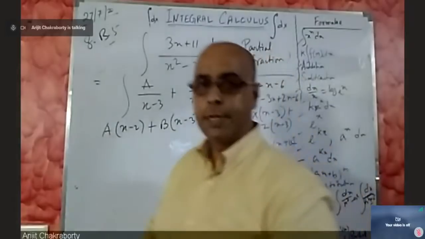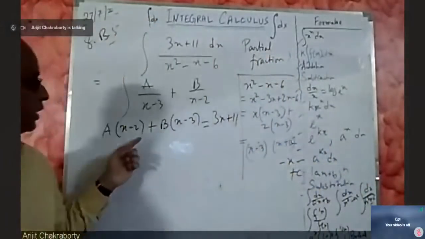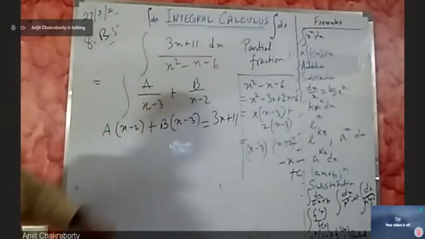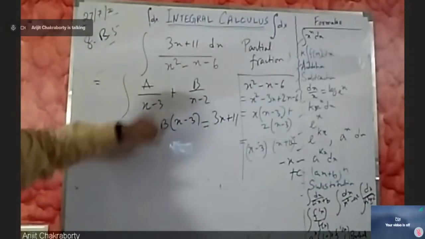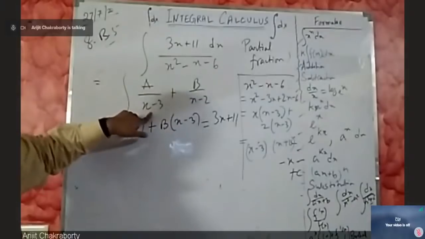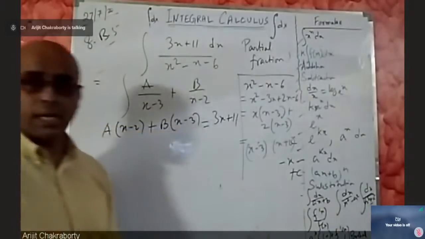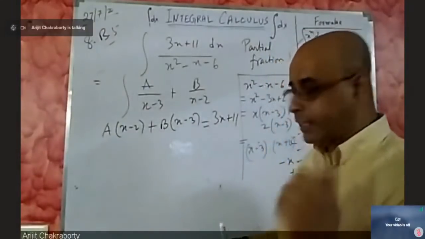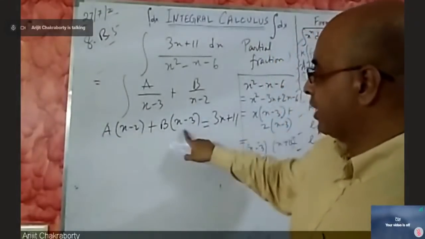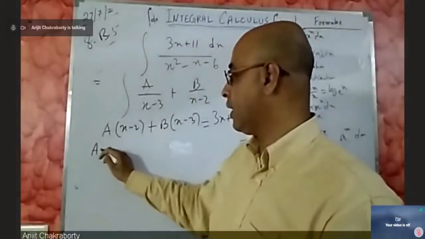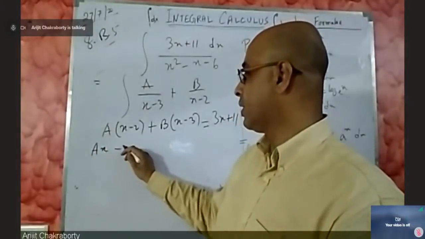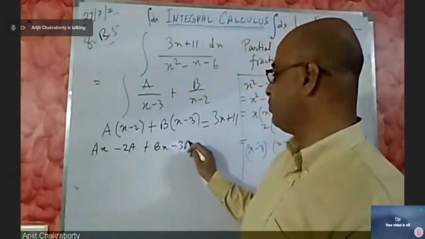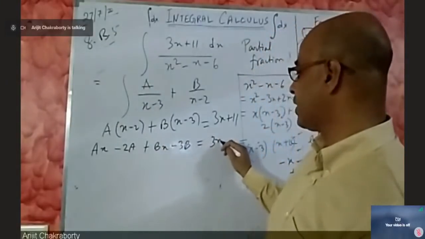Please see this. We are adding the coefficient a into x minus 2, the constant, plus b, the constant, into x minus 3. This should give you 3x plus 11. In other words, when you break it down, you are getting ax minus 2a plus bx minus 3b. This should be equal to 3x plus 11.